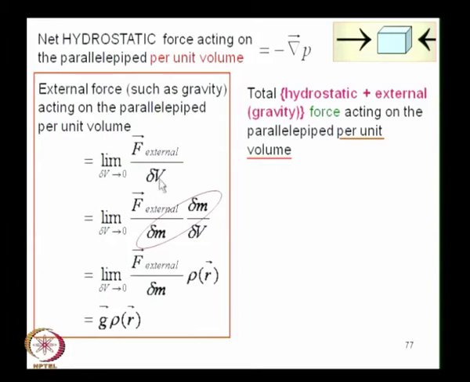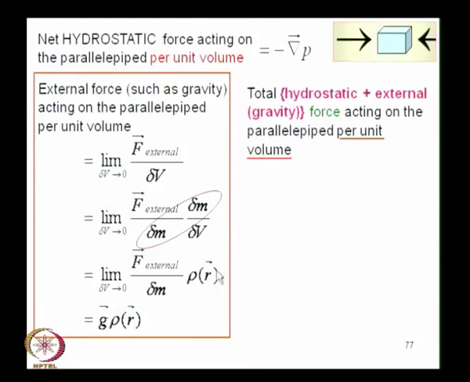So, force per unit volume is what we want, and to get this, what I do is I multiply and divide by a mass element, because these two masses will cancel each other happily, and then I have force per unit mass multiplied by mass per unit volume in the continuum limit delta v going to 0, which gives me the density. Okay. And from this quantity, I get essentially the acceleration due to gravity. Okay. Right. So, what I get is the external force acting on the parallelepiped per unit volume is given by the acceleration due to gravity, for which I have used the common symbol g, this is the g vector, multiplied by density. So, this is the external force.